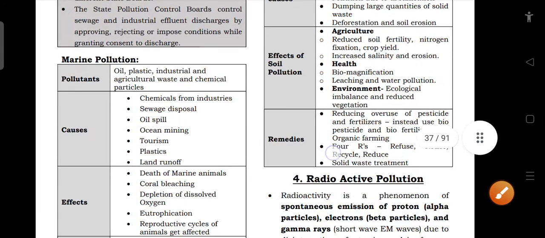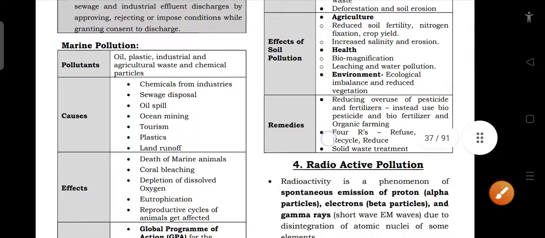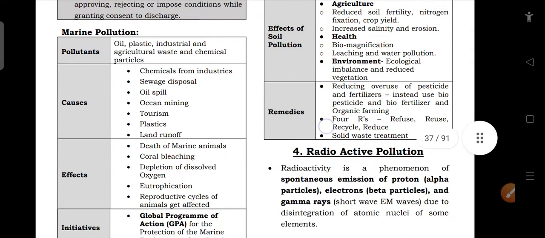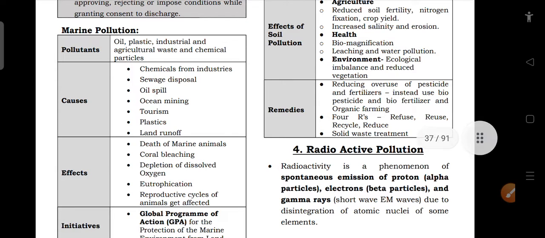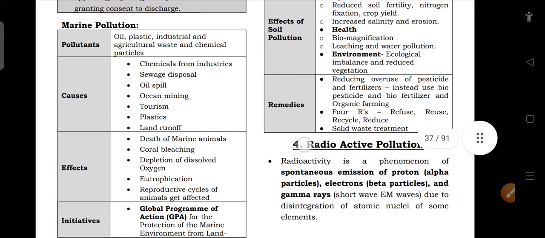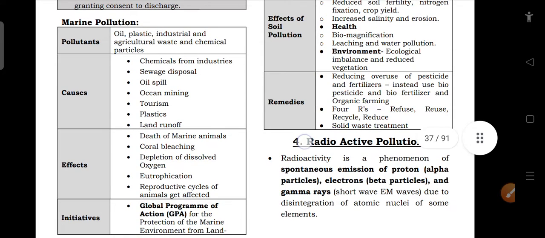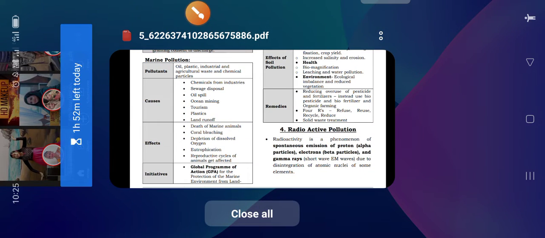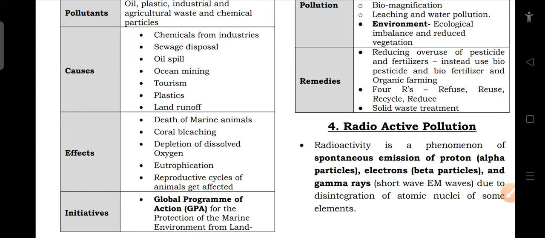Then what are the other effects? It will cause death of marine animals and also coral bleaching, depletion of dissolved oxygen, and also eutrophication, and the reproductive cycle of animals also gets affected. So these are the various effects. Then what are the initiatives taken by the government?